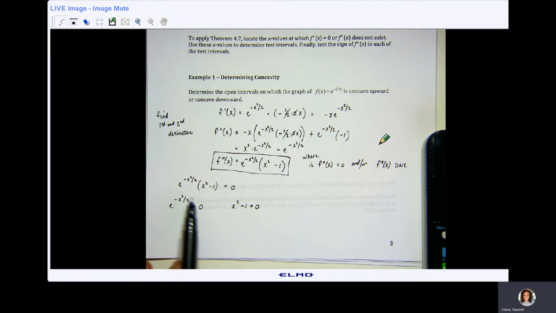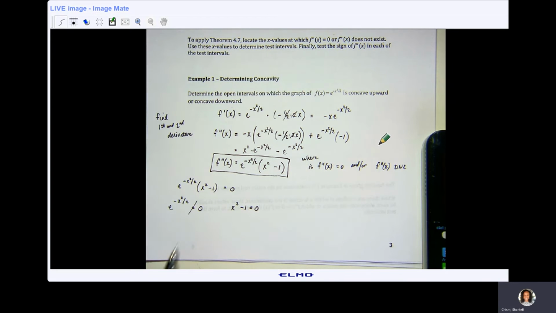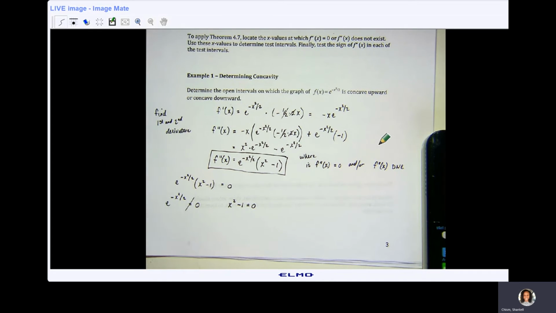Technically, this is never equal to 0. Even if you were to put 0 in the exponent, this would still be 1. So you're going to have to toss that out, or basically divide out by it on both sides. I could have just divided out by e negative x squared over 2 on both sides, and it would have canceled out anyway, okay?